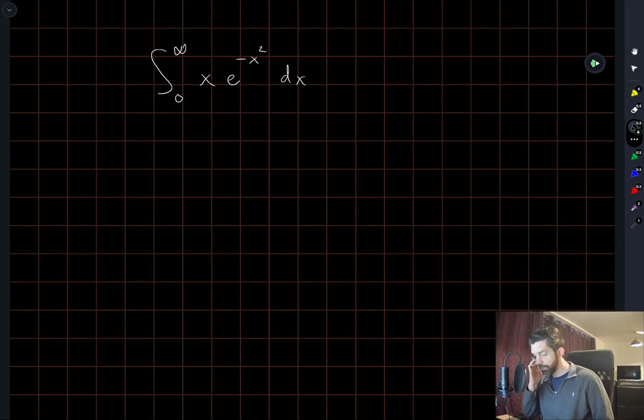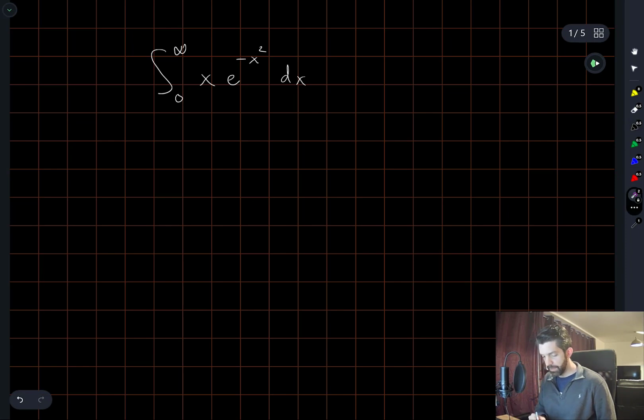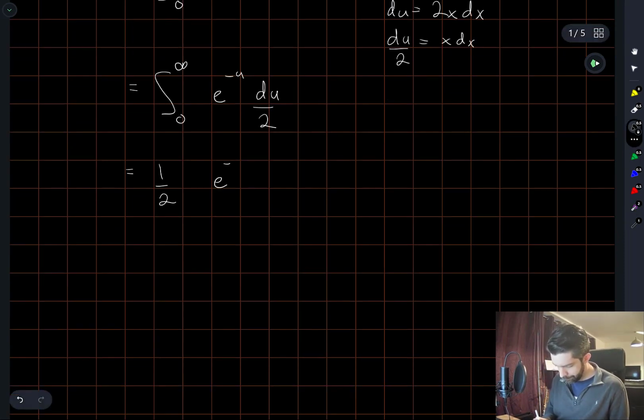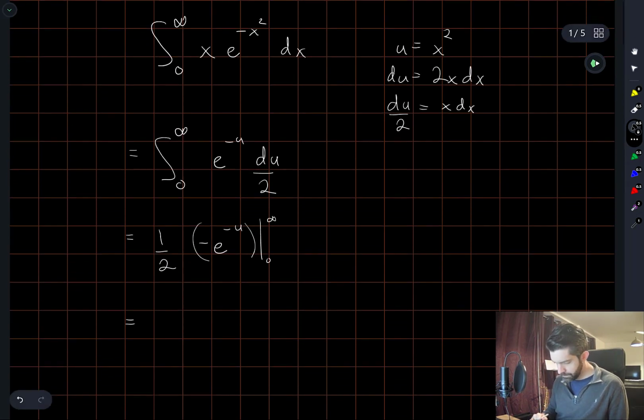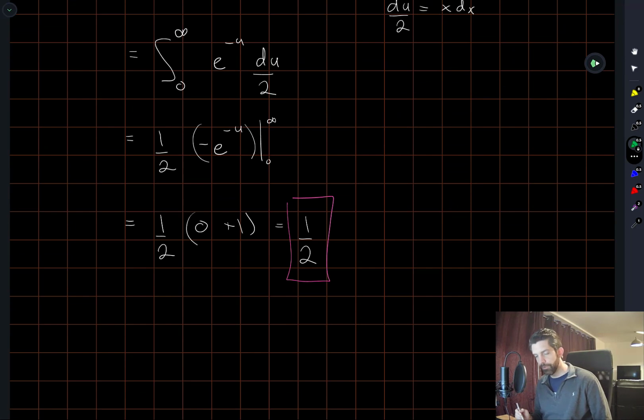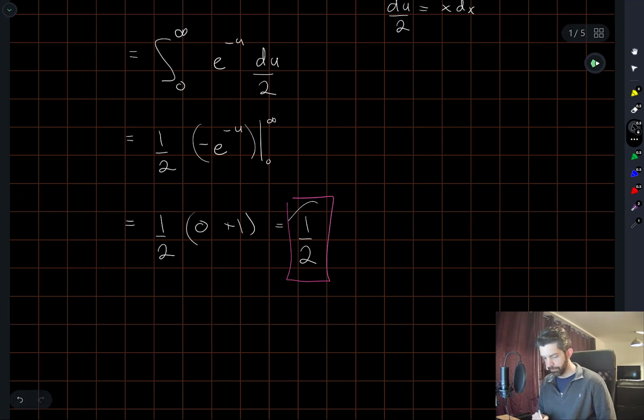So I have a function which can be written as the product of two functions, and I see that one of my functions here, x, is essentially the derivative of the thing in the exponent here, so this is great for a substitution. So this is the answer for the first integral. The integral of x times e to the negative x squared over the positive reals is a half.